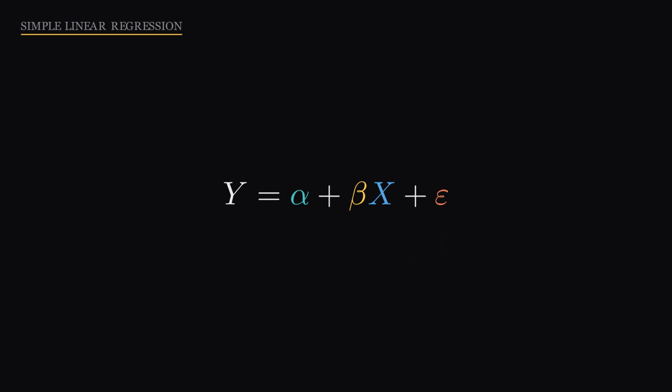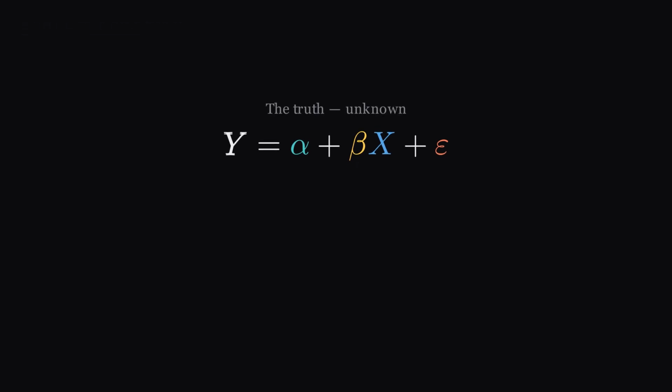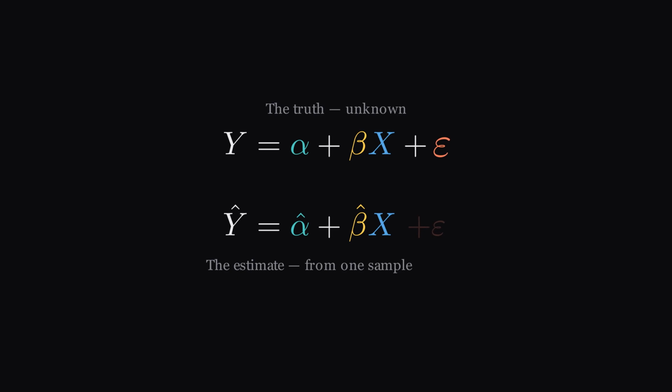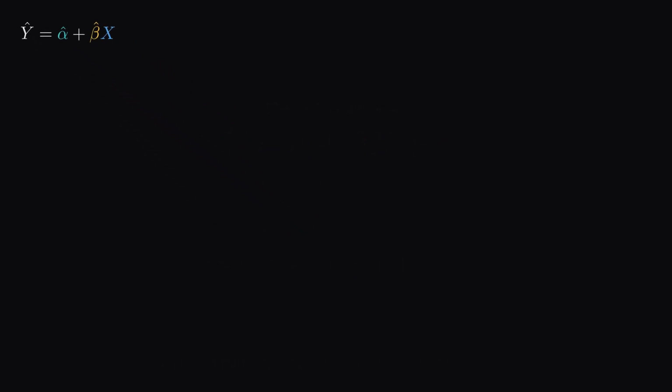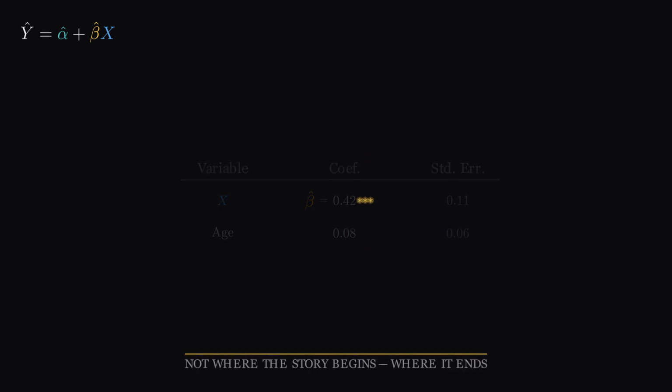Every other influence on Y that this simple line leaves out. But in the real world, we never see the true beta. So we estimate. And the estimate is a different equation. Hats on everything. And notice what's missing. The epsilon. A fitted line makes no error claim. Whatever it misses becomes the residuals. The estimated beta and the star attached to it quietly becomes the entire argument. With stars, the result feels real. Without them, it feels weak. But as we know by now, the star is not where the story begins, it's where the story ends.